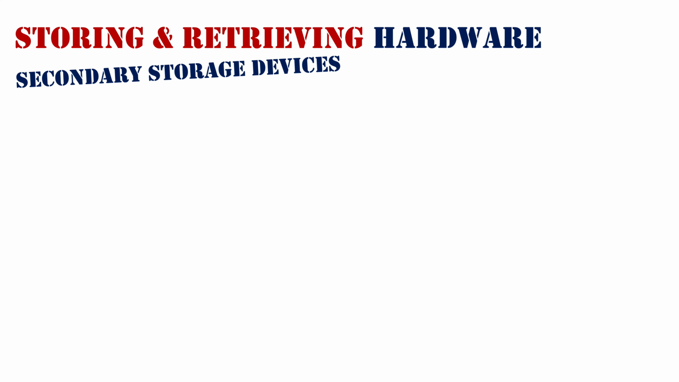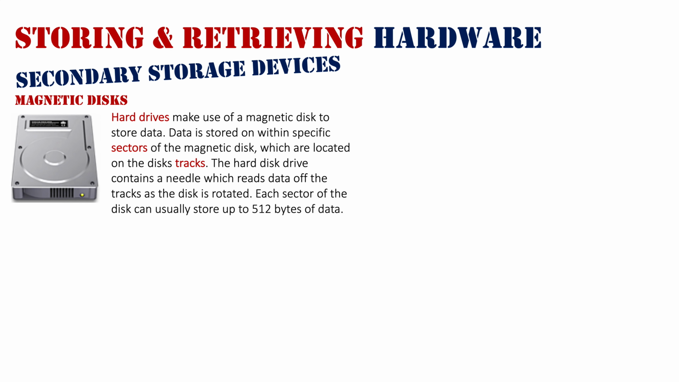The first category we'll look at are magnetic disks, and the main example of magnetic disks we're going to talk about is hard drives. Traditionally they were in all computing systems, and now we also have external hard drives as well, which we can use for backing up data outside our system.